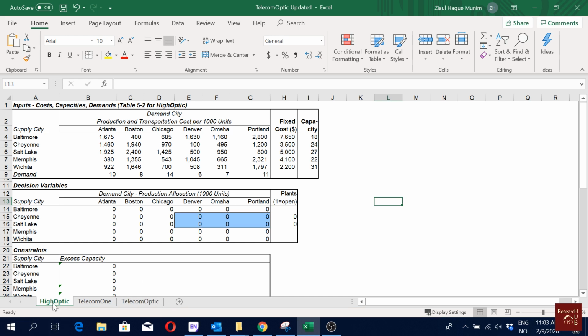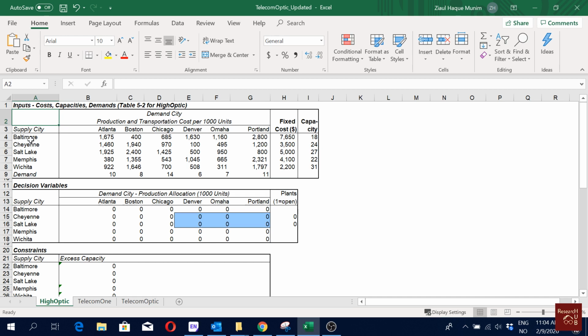Here the idea is that there are two companies, HighOptic and TelecomOne, and at some point they merge together. Then we want to see what happens to their cost and to how much is delivered from each of the supply locations to each of the demand locations. So here is our scenario. Let's go through the scenario first.